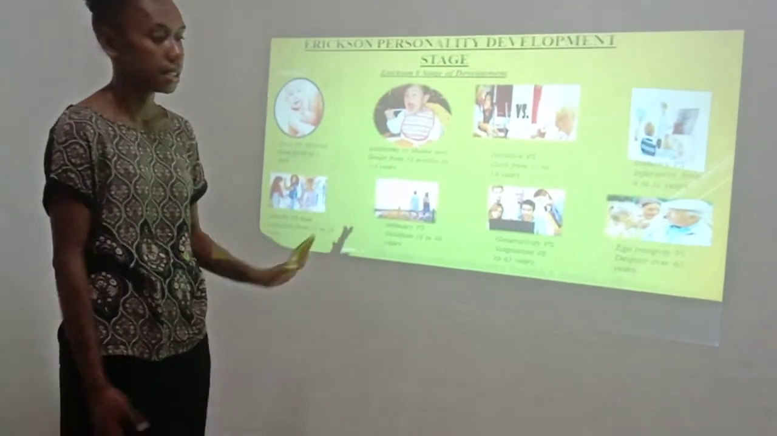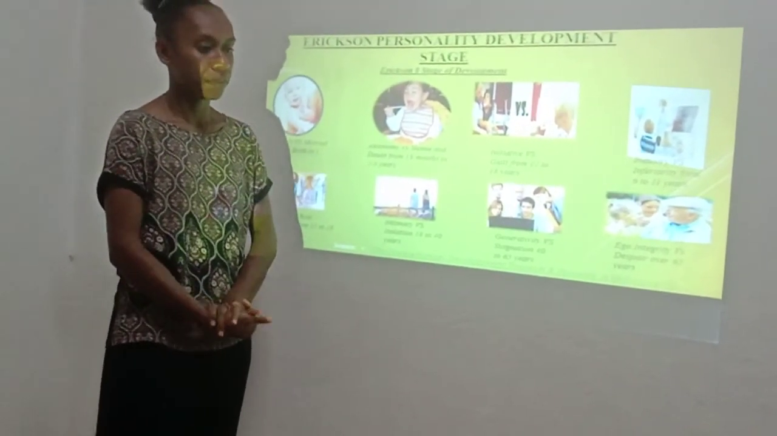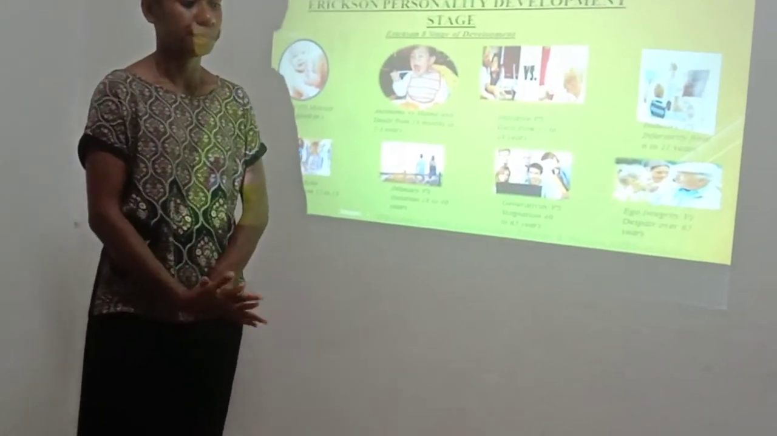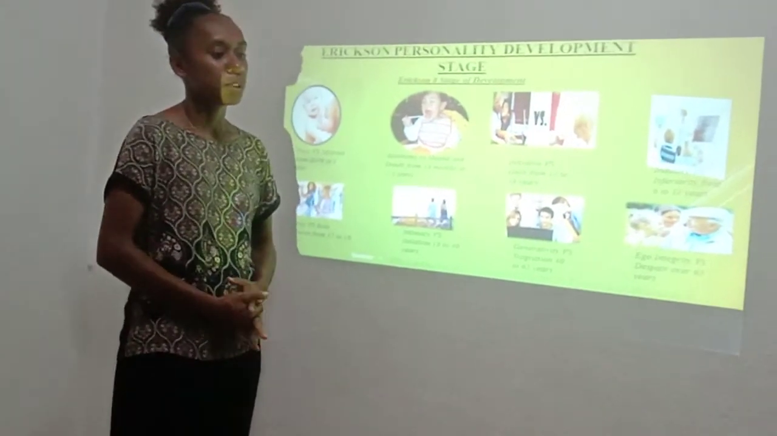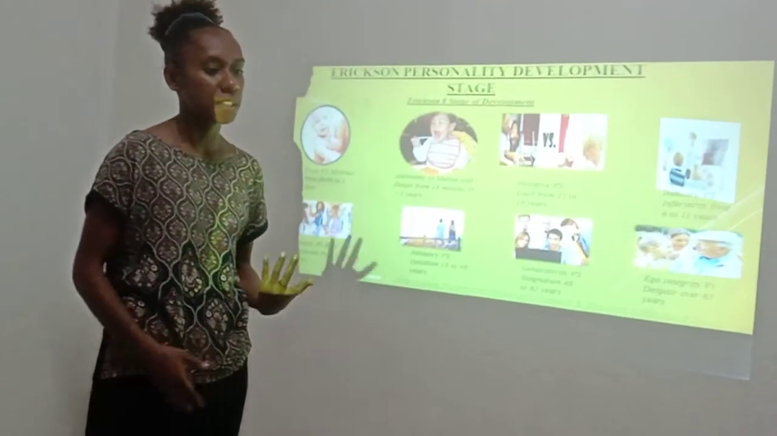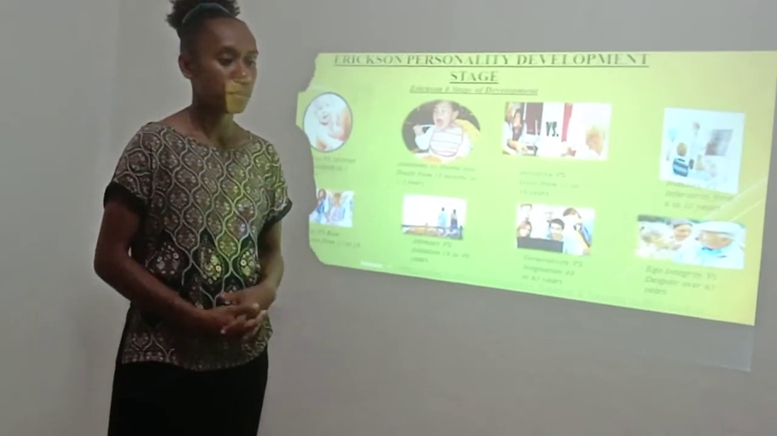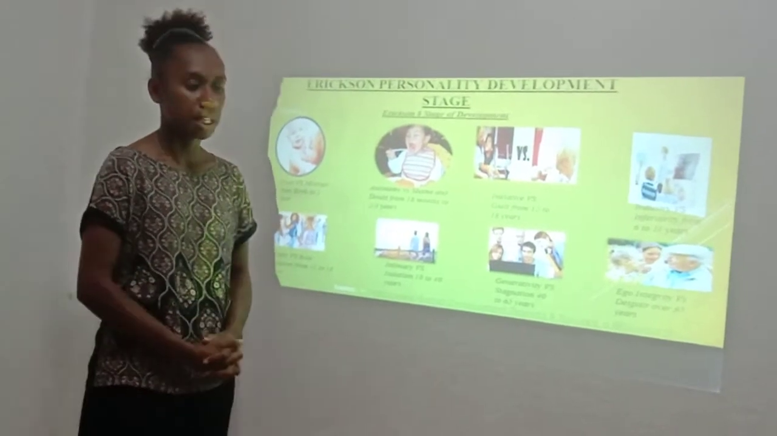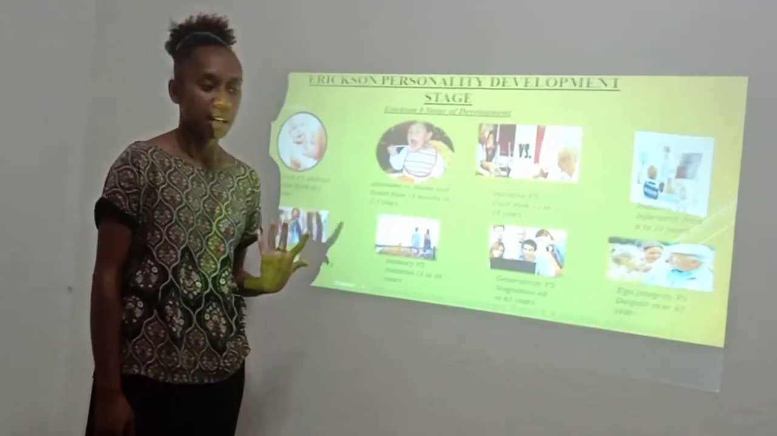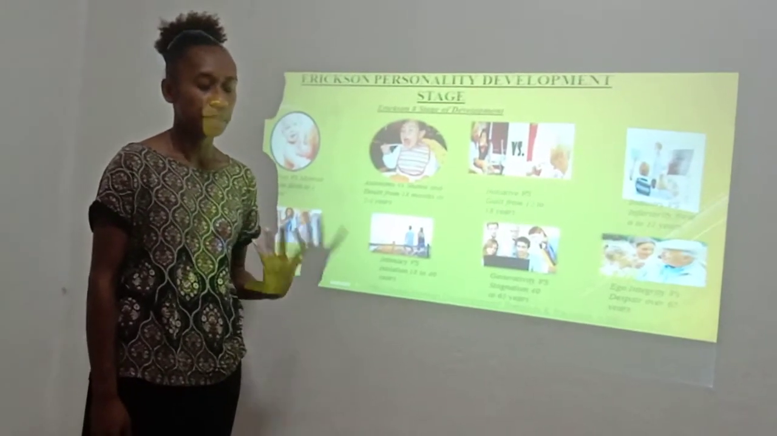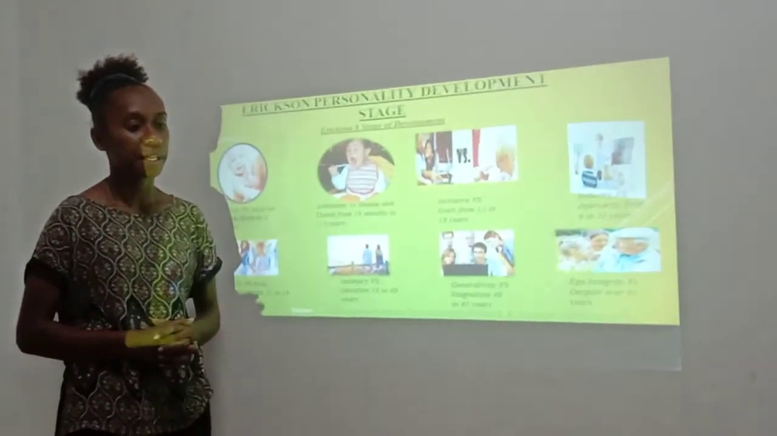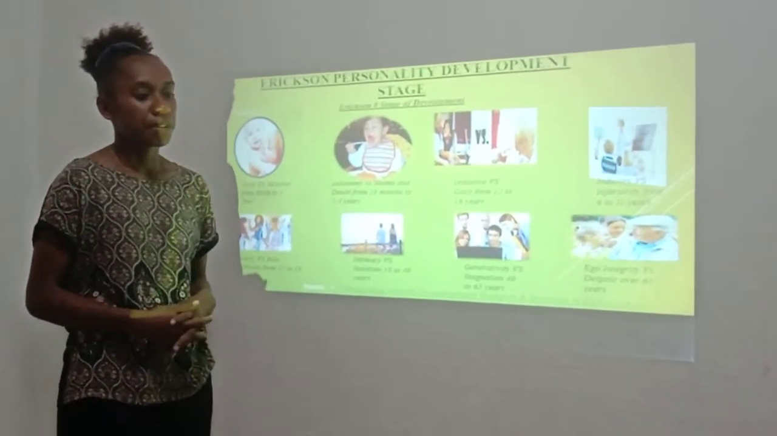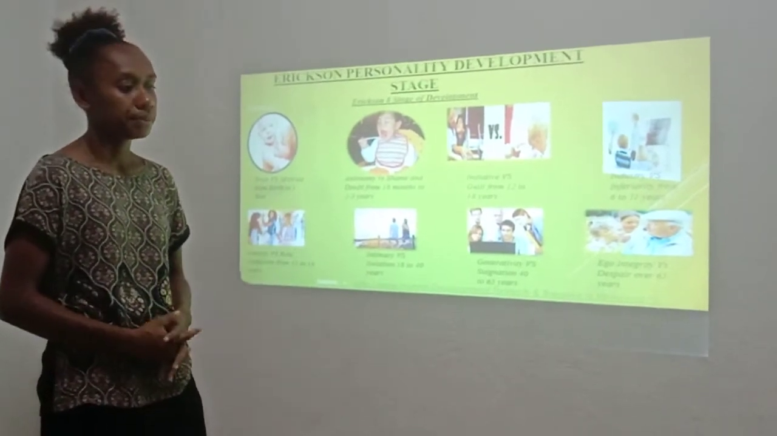The fourth stage is the industry phase, from age 6 to 11 years old. This is the stage when youngsters become more capable of performing complex tasks, and they work to master new abilities and to create, with the struggle of this stage being feelings of inferiority and loneliness.